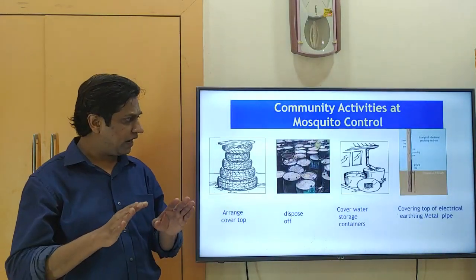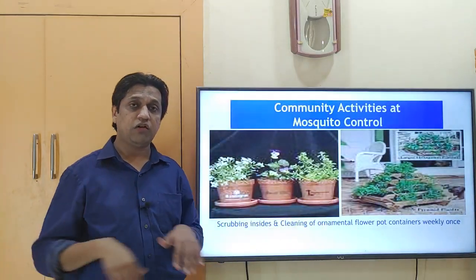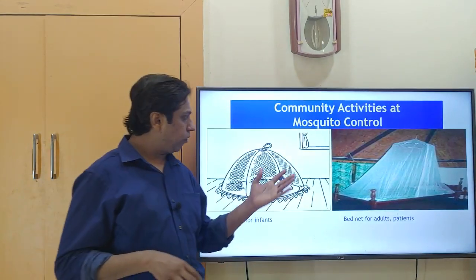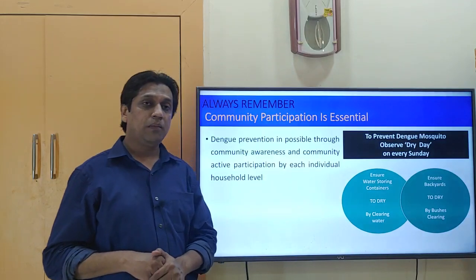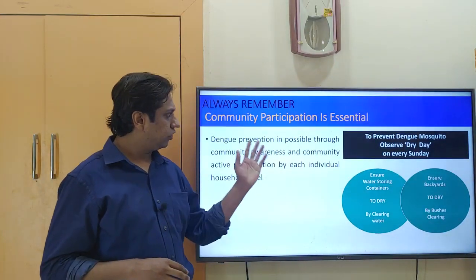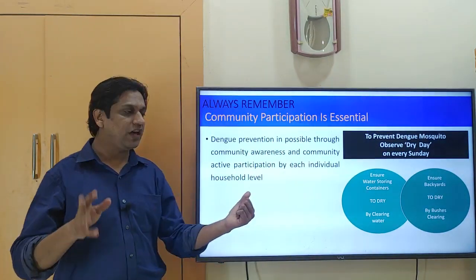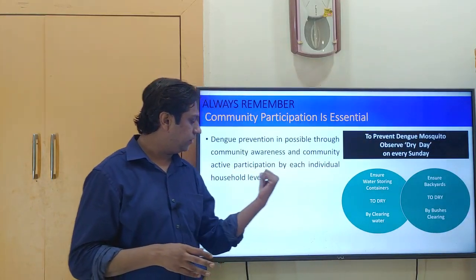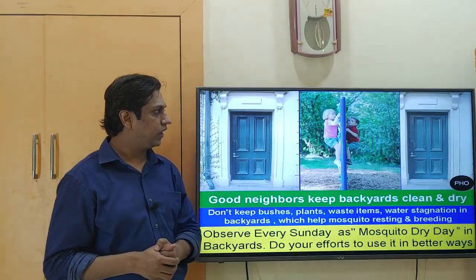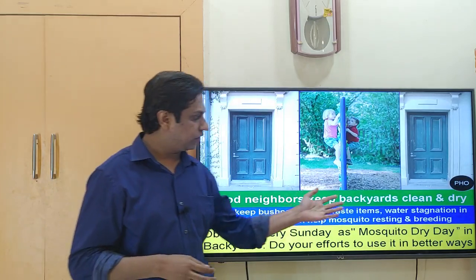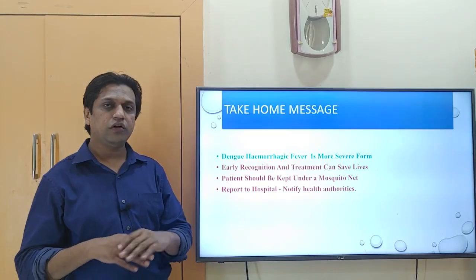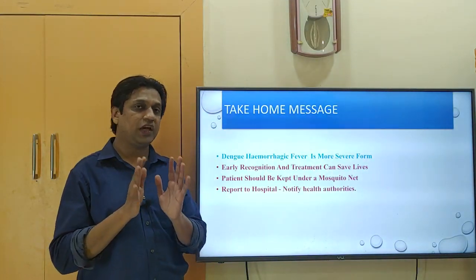We should make sure that there is no collection of water in our surrounding neighborhood, and mosquito nets are also one of the better solutions for prevention. Dengue prevention is possible through community awareness and active community participation, down to the individual household level. Good neighbors keep their backyards clean and dry. So your surroundings should be clean and there should be no stagnation of water.